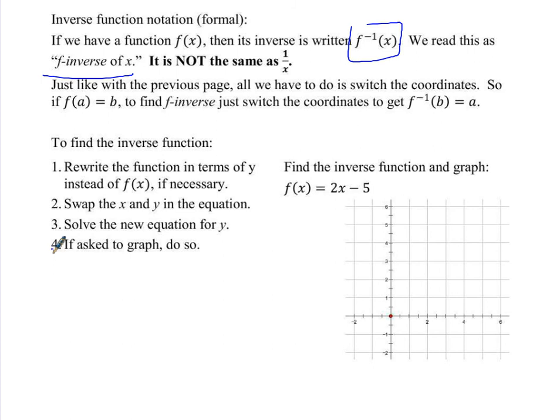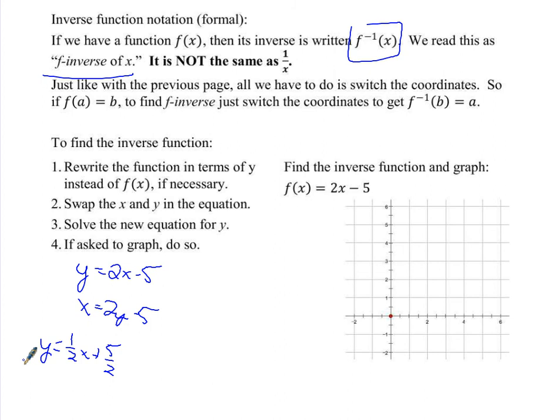So if I take my equation over here, f of x equals 2x minus 5, I'm going to turn that into y equals 2x minus 5, because my brain likes that a little bit better. And now I'm going to swap the x and the y, so this becomes x equals 2y minus 5. And now all I have to do is solve the equation for y. So I add 5 to both sides, and then I divide everything by 2, and I get 1/2 x plus 5/2 equals y.